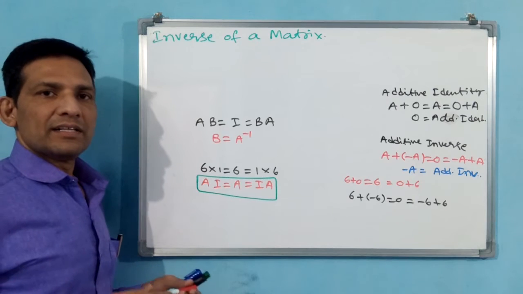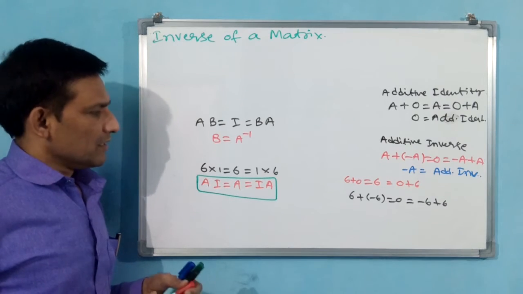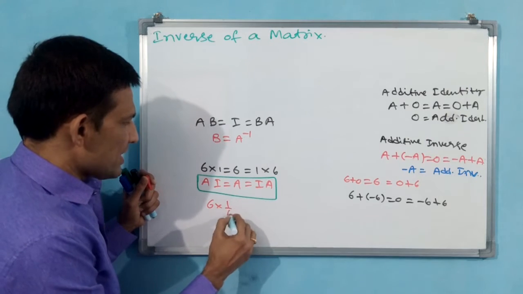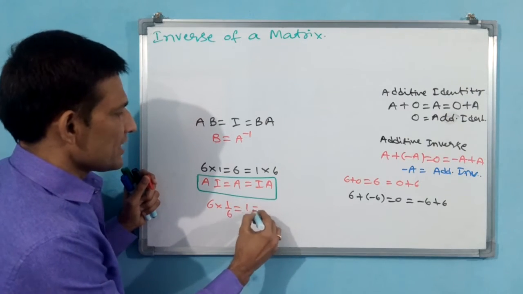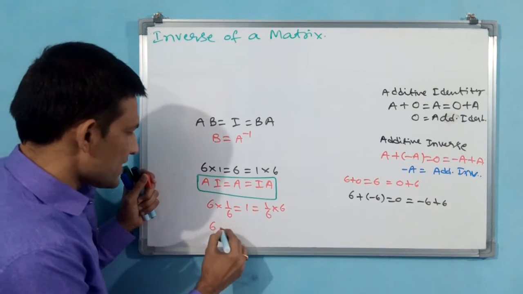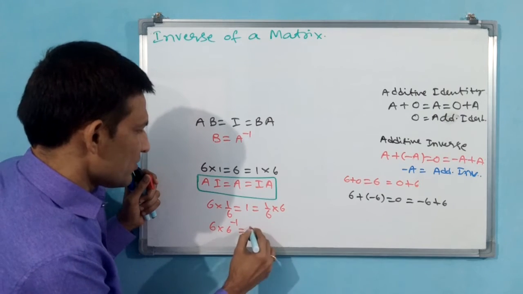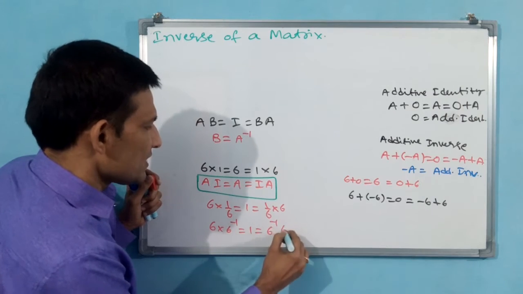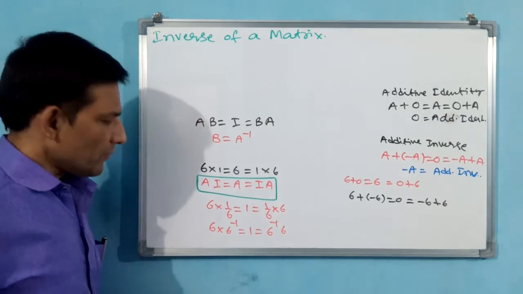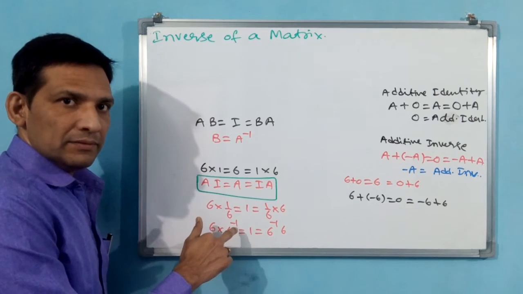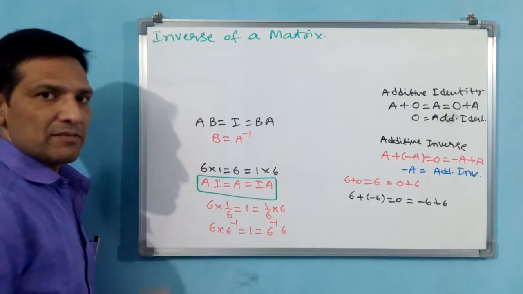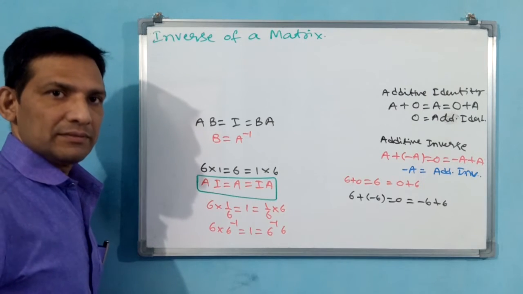You understand? For 6, how are you writing? You see, 6 into 1 by 6 is equal to 1. That is equal to 1 by 6 into 6. Or else you can write 6 into 6 inverse is equal to 1. That is equal to 6 inverse into 6. Is it okay? This inverse symbol, we are keeping like this: power minus 1. A power minus 1.